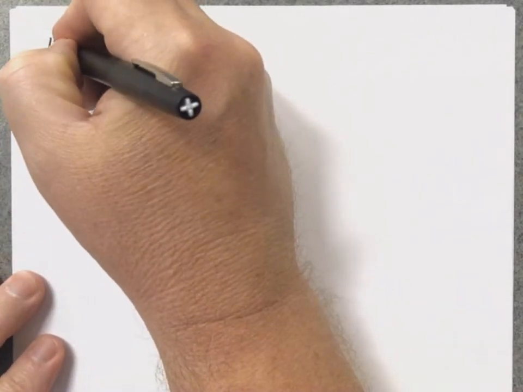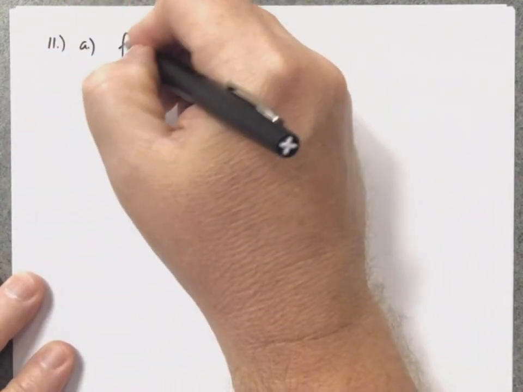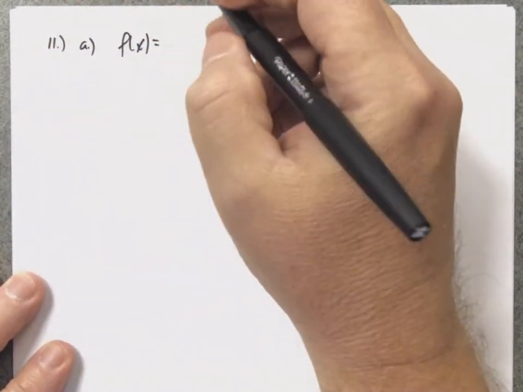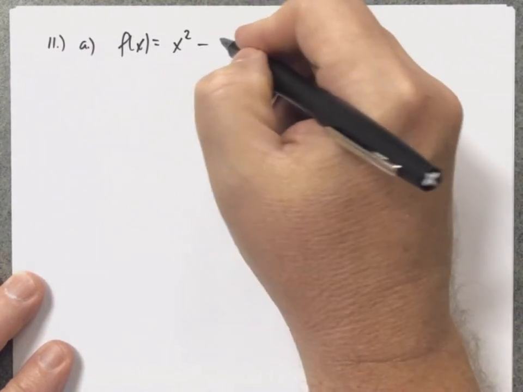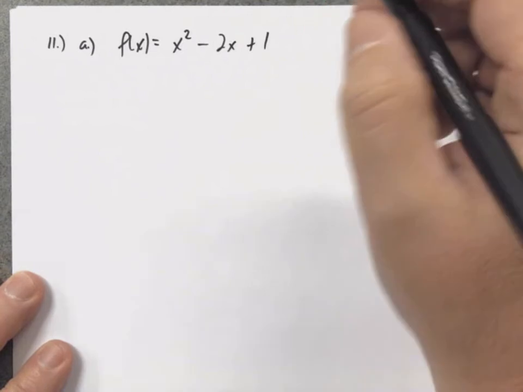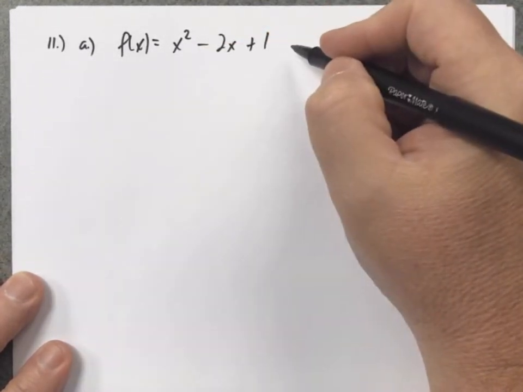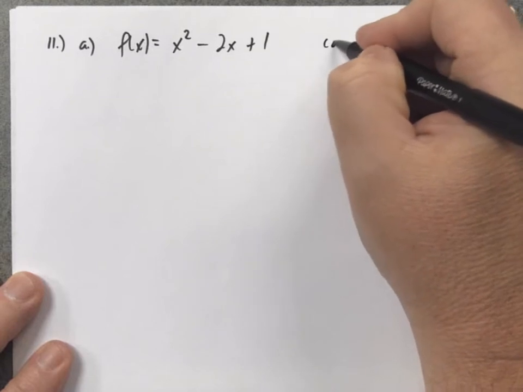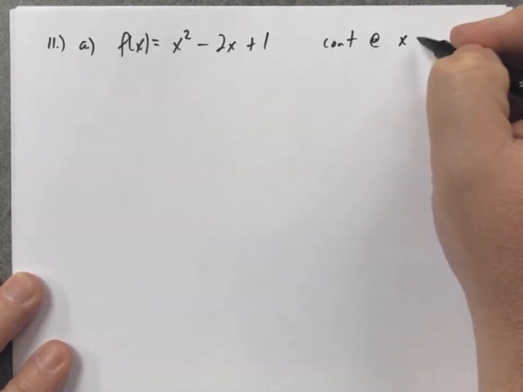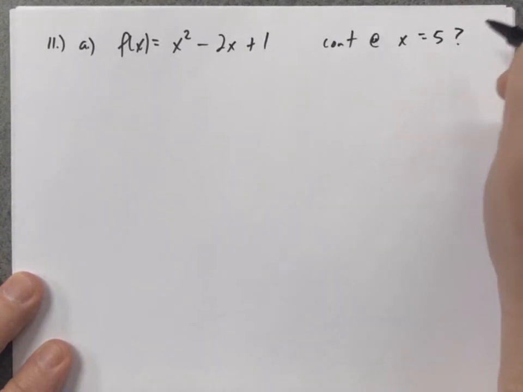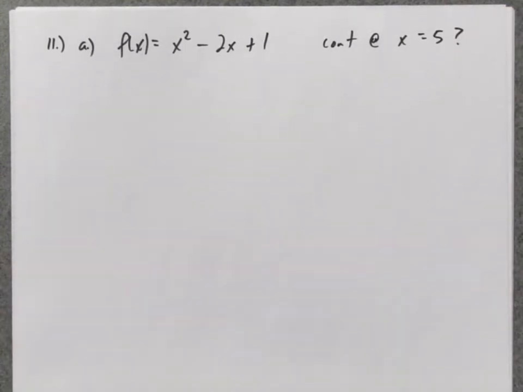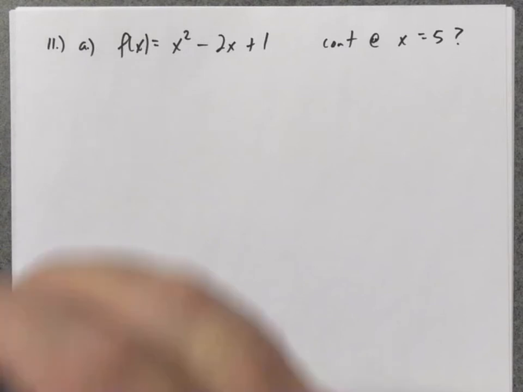So number 11 starts out where we're going to look at a function and they're going to ask us if this function is continuous at a specific value of x. So here's the original function, x squared minus 2x plus 1. And they're going to say, is it continuous at x equals 5? Now in class, I said the way to do this properly and the way you have to do it to get credit on the exam is to go through the 3 steps. So let me just go through the 3 steps and I can describe them to you as we go.